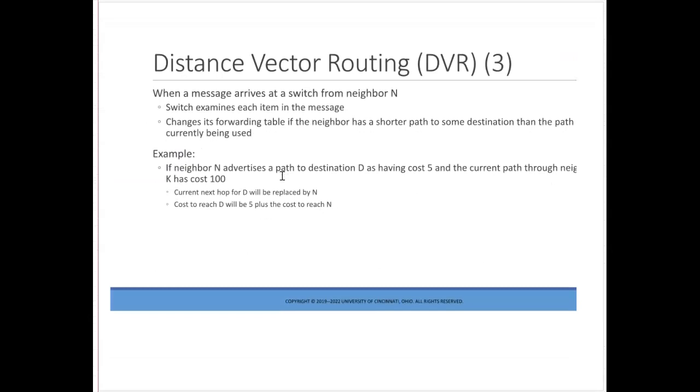When a message arrives at a switch from neighbor N, the switch examines each item in the message and changes its forwarding table if the neighbor has a shorter path to some destination than the path currently being used. For example, if neighbor N advertises a path to destination D as having cost 5, and the current path through neighbor K has cost 100, the current next hop for D will be replaced by N, and the cost to reach D will be 5 plus the cost to reach N.